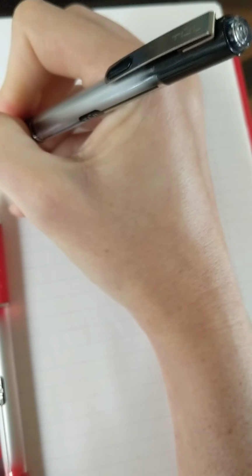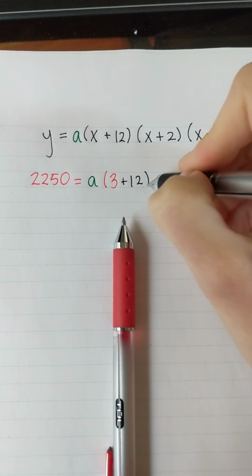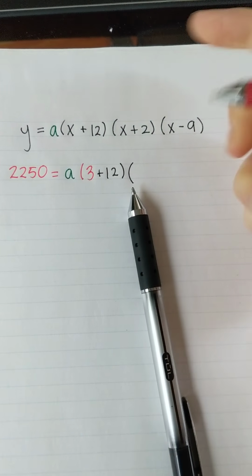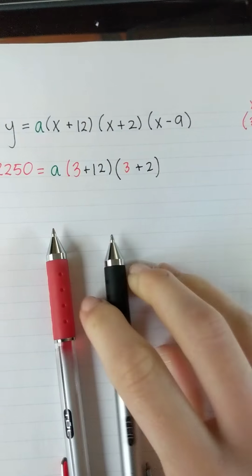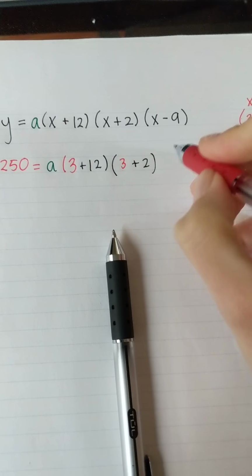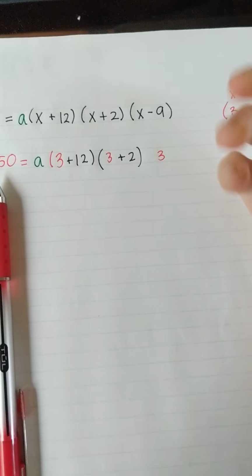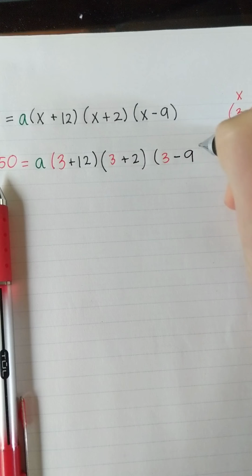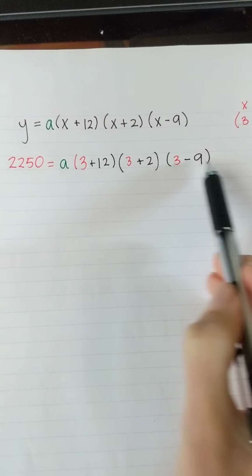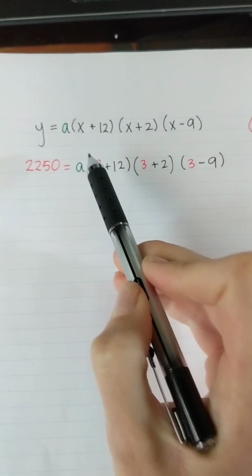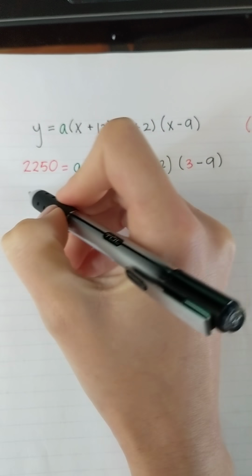So that's 3 plus 12, whoops, 3 plus 2, and 3 minus 9. All right, so you can see that the only unknown now is the a. So I'm going to solve for a. All right, so let's simplify a bit.